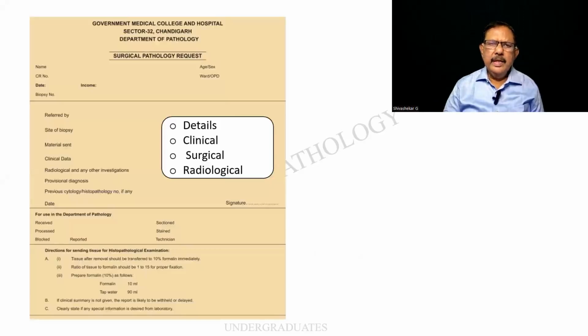This is another extremely important data that we require: the surgical pathology request form, in which again the details will be there, all the things, what is the provisional diagnosis, etc. Along with that, I would need the clinical history, the surgical history, any radiological finding, previous treatment, etc. All should be filled in so that without any trouble we shall proceed.